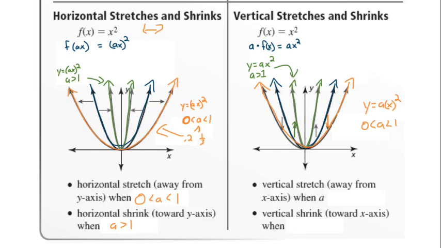Alright, last but not least, vertical stretch. Again, away from the x-axis, you're stretching upwards when a is greater than 1. And it's a vertical shrink, you're basically squishing it down towards the x-axis, when you're multiplying by a decimal or a fraction, or should I say a non-improper fraction. So 0 is less than a, which is less than 1. a is between 0 and 1. All right? And that's it.